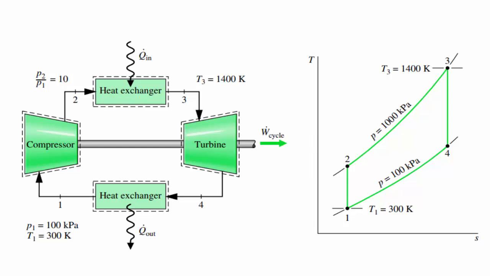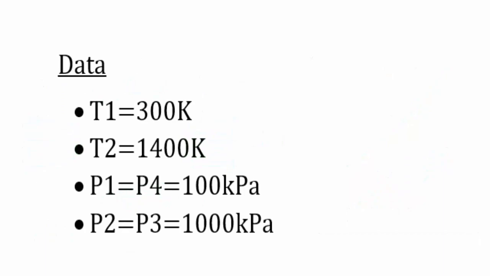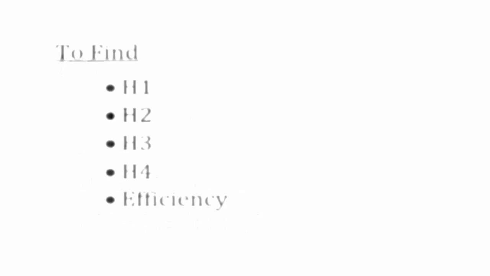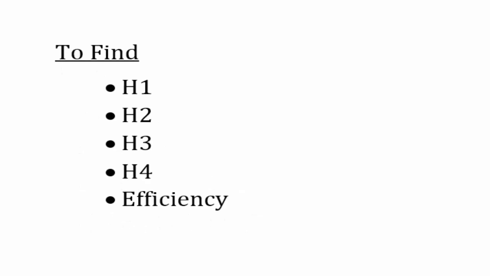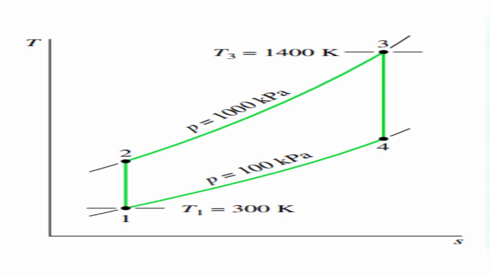As you can see in the TS diagram, there are two pressure lines of 1000 kilopascal and 100 kilopascal, and there are also two temperatures, 300 Kelvin and 1400 Kelvin. This is the data of the problem. The things which you want to find are the enthalpies of all four stages and the efficiency of the total power plant. First we have to find the enthalpy at stage 1.